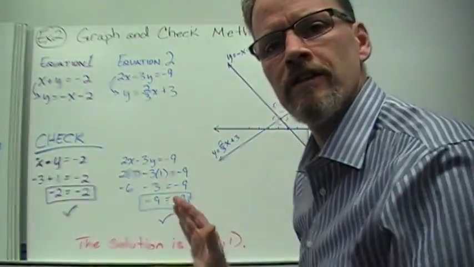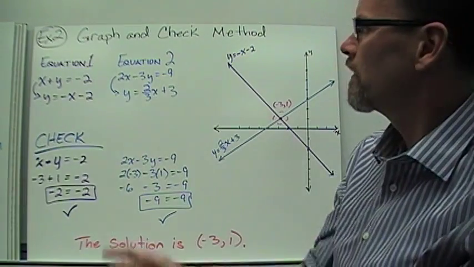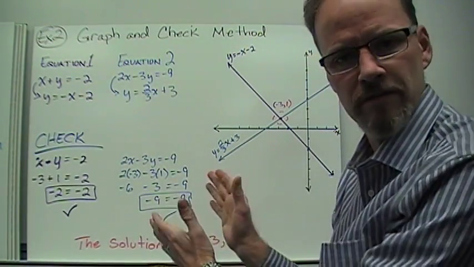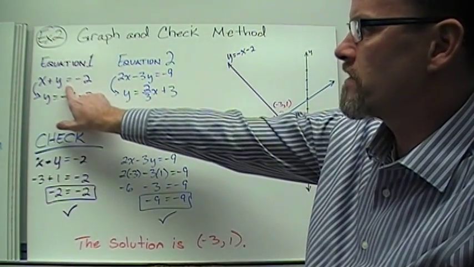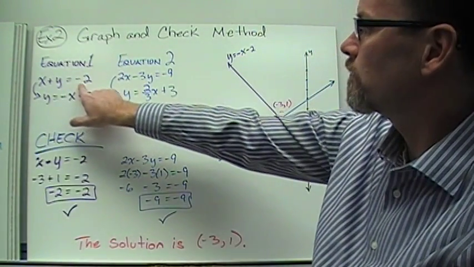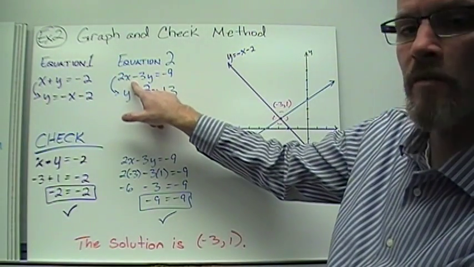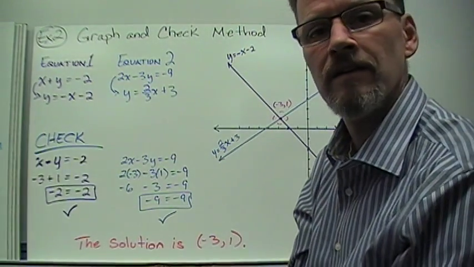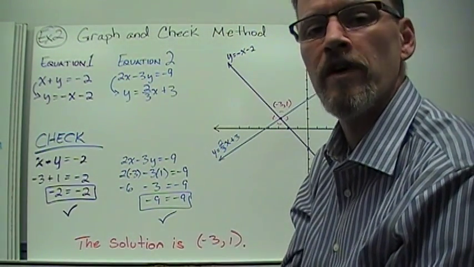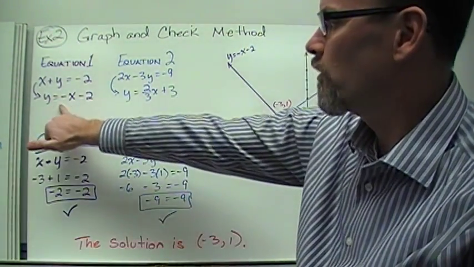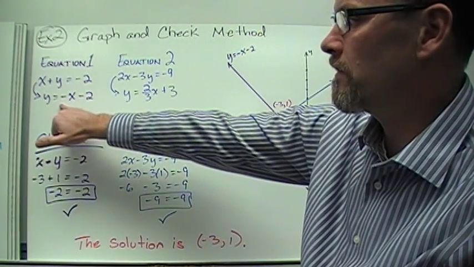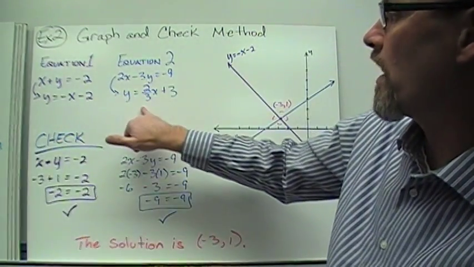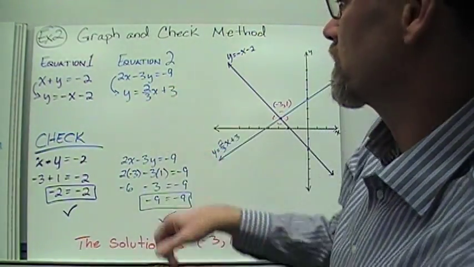Okay, just another example, example number 2. Graph and check method. Same method I just showed you, we're just going to do another one. Equation 1 says x plus y equals negative 2. Equation number 2: 2x minus 3y equals negative 9. First thing, put them in slope-intercept form. That turns out to be y equals negative x minus 2, and y equals 2/3 x plus 3 for equation 2.